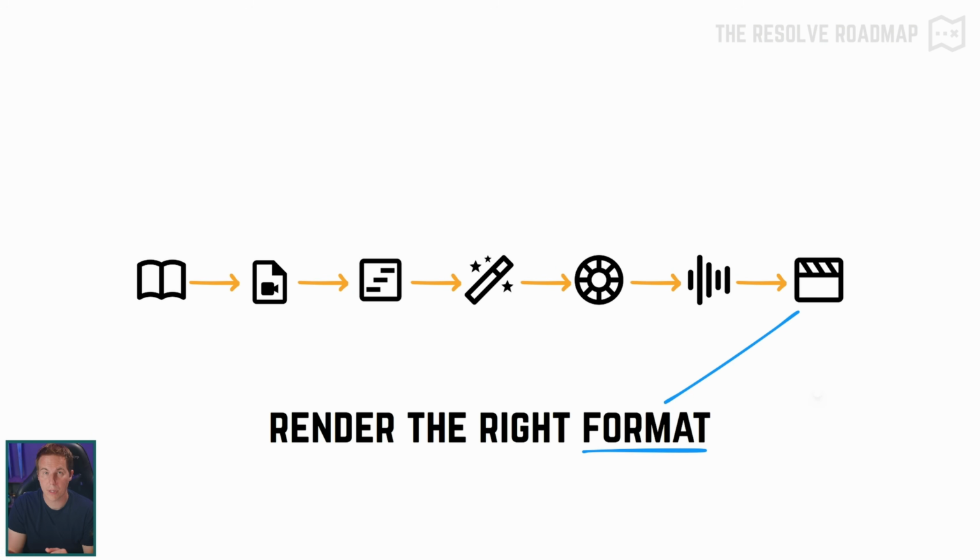So whatever you're making your video for, do some research on that format. You can just type in best YouTube render settings for Resolve. You'll probably get some pretty good advice. But when you're rendering, you want to make sure that you render the right format. For my specific recommendations on format, well, that's in the Resolve roadmap. We're going to talk about that in just a minute.